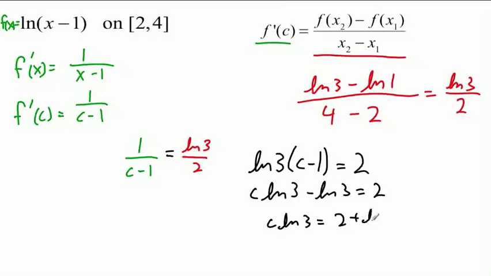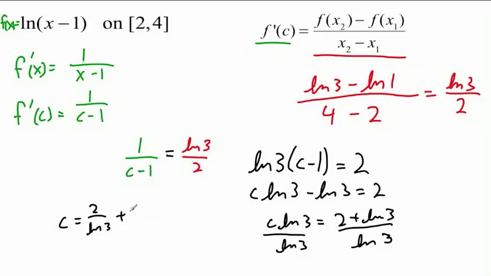2 plus the natural log of 3, and then divide by the natural log of 3 on both sides. So essentially, c is going to be 2 divided by the natural log of 3 plus the natural log of 3 divided by the natural log of 3, which is just 1. So that is where it's going to happen.